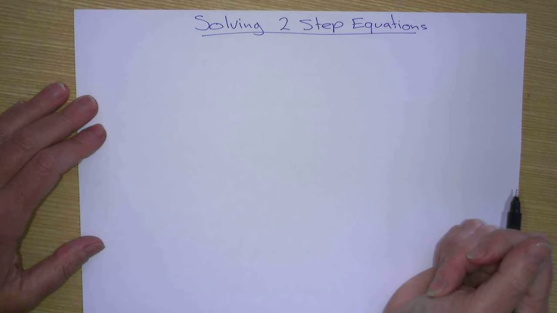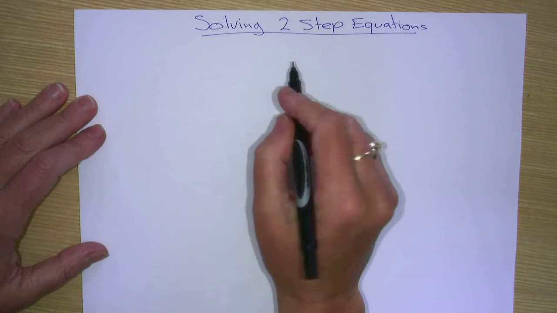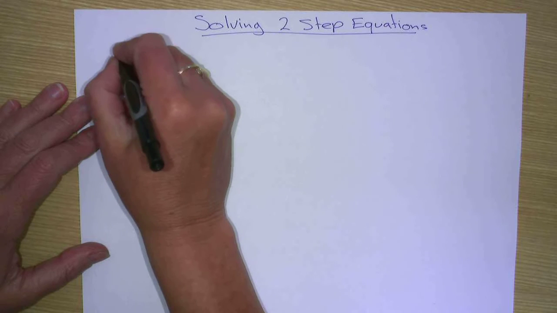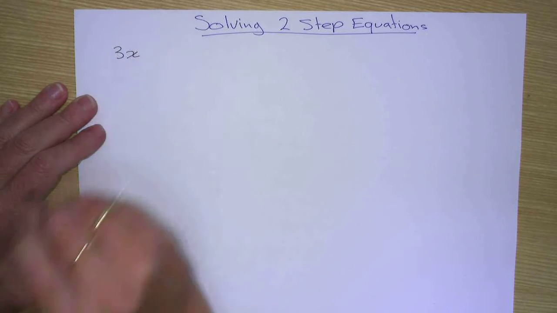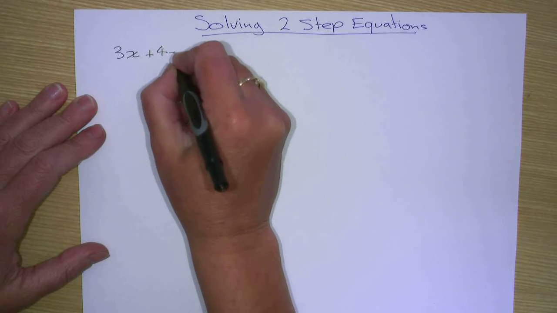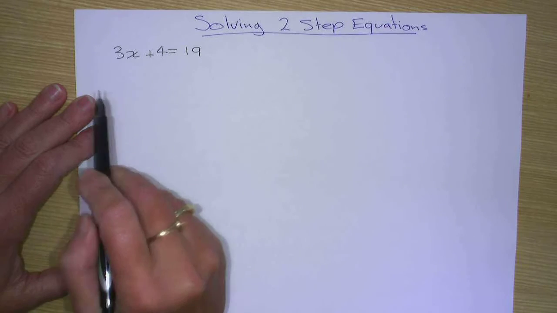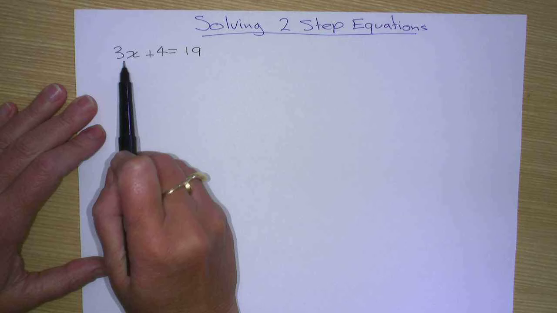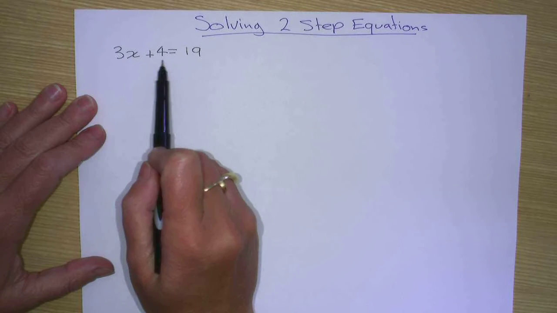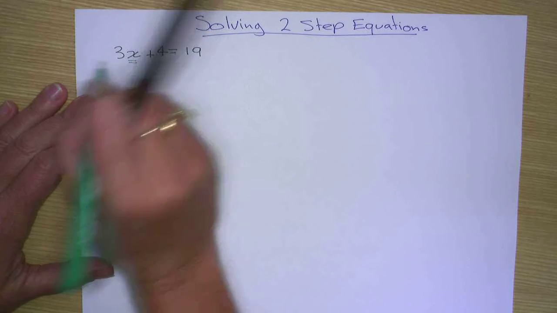Hi again. In this video, we're going to solve two-step equations. Before, we did one-step equations like that, but now we're adding a second step. Now the first thing you need to notice here is that this would be 3 times something plus 4 equals 19. So we're trying to find what our x is.